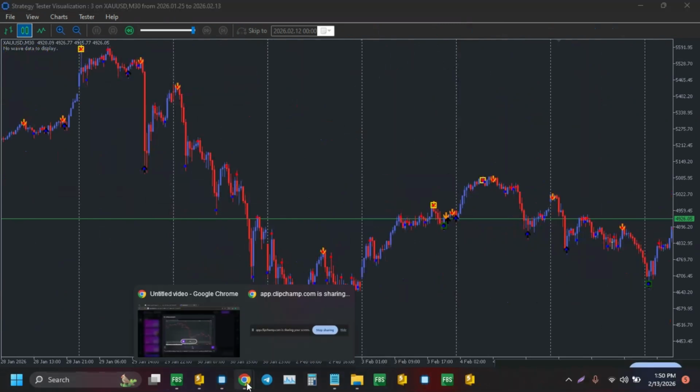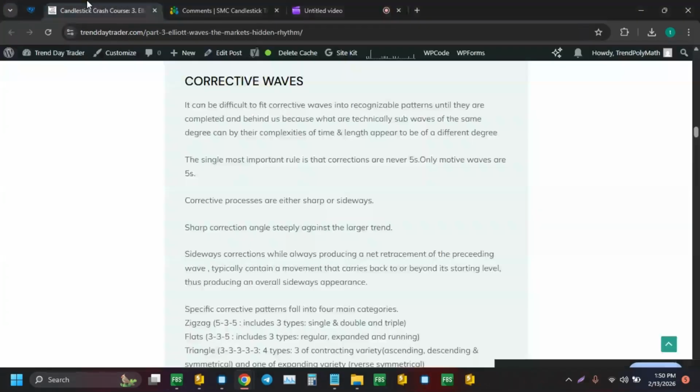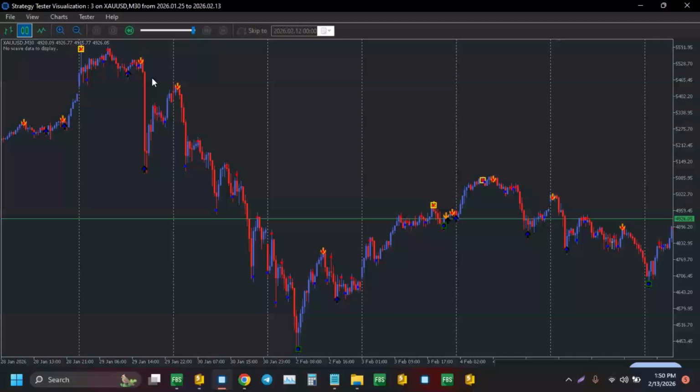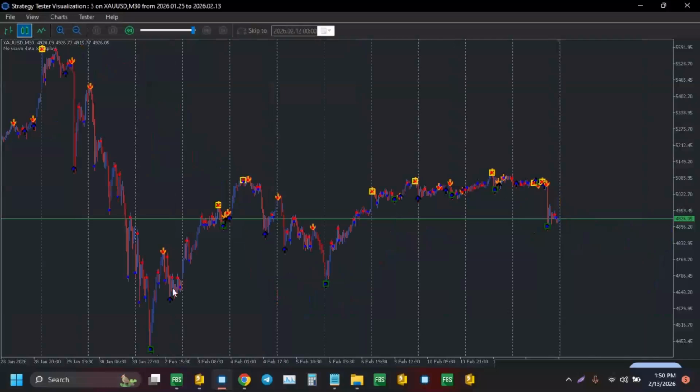When it comes to corrective waves, we have zigzags, they are 5-3-5s. We have flats, they are 3-3-5s. We have a triangle, they are 3-3-3. So for this correction to start with a five wave, it is a zigzag. So a zigzag is five, after a five you expect a three, then you expect another five. Back to our chart. So this is our five coming down. Let me zoom out. Can you see the three? One, two, three. This is the three up here.